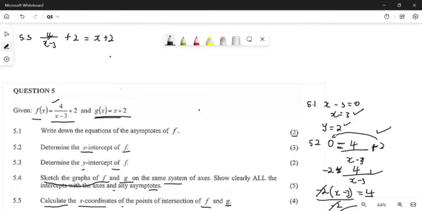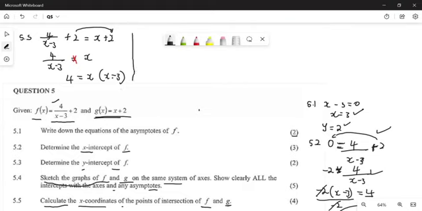Okay, what should I do here, Jane? You transpose. So I'm going to take this one to the side. And then we have 4 all over x minus 3, which is going to be equal to x plus 2 minus 2, they are going to give us 0. Okay, what is the next thing that you'll do here? Cross multiply. Okay, we cross multiply, we have 4, which is going to be equal to x minus 3. And then what is the next thing that you'll do from here?